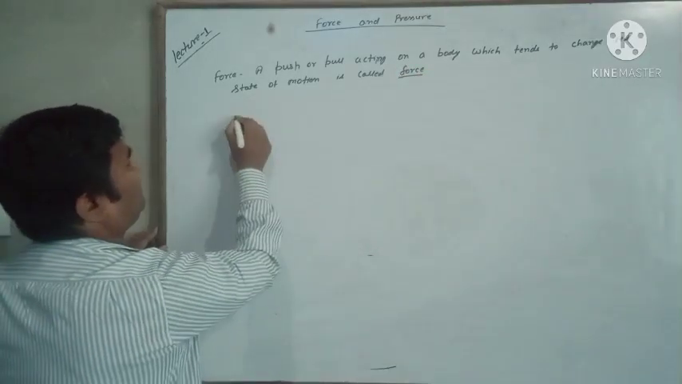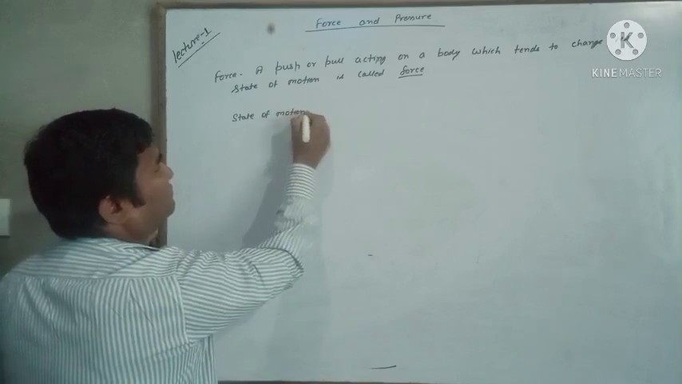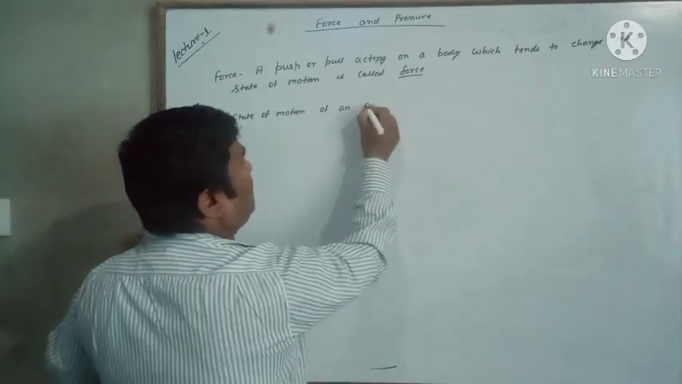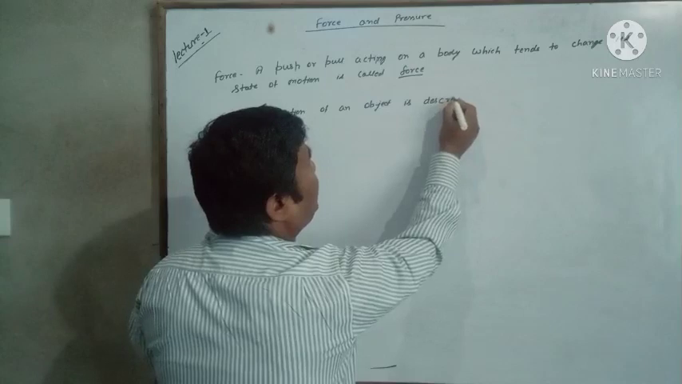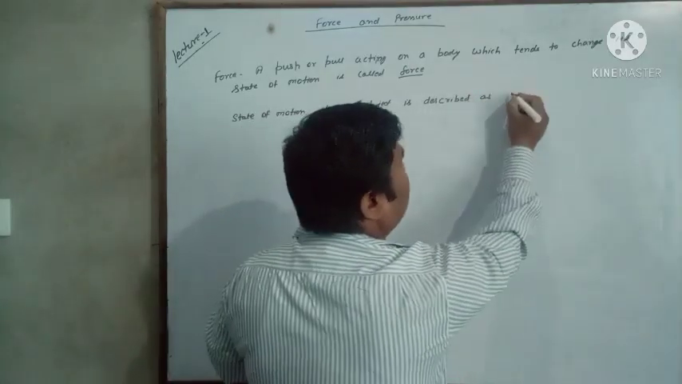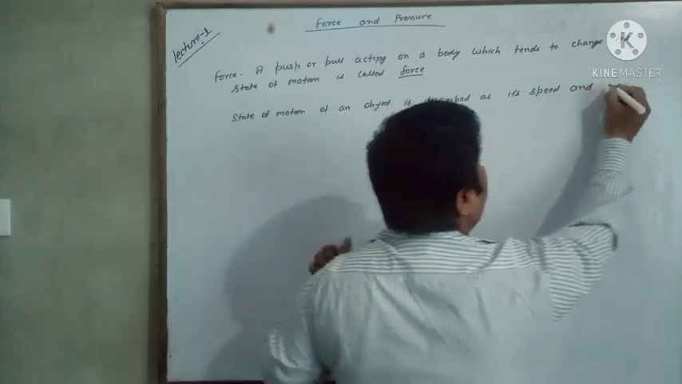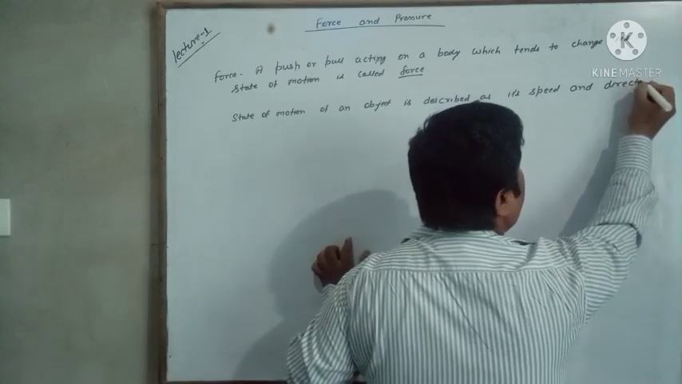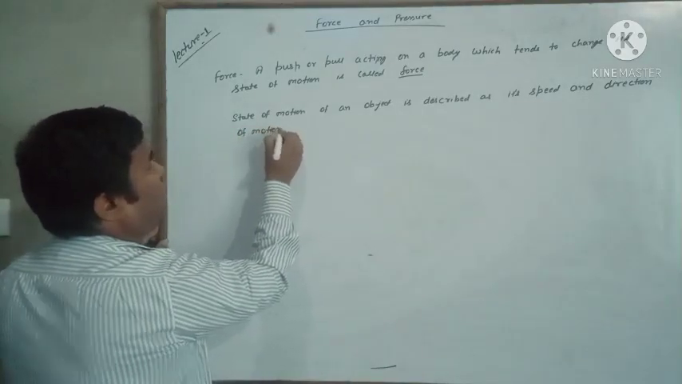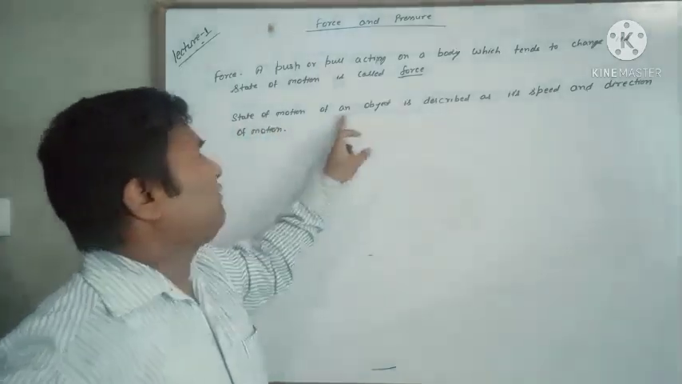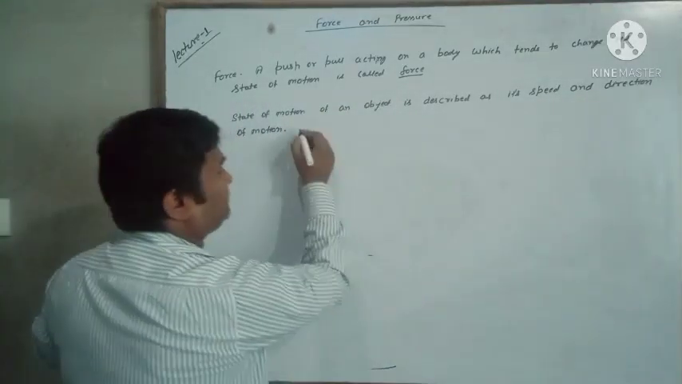What is the state of motion? The state of motion of an object is described as its speed and direction of motion.